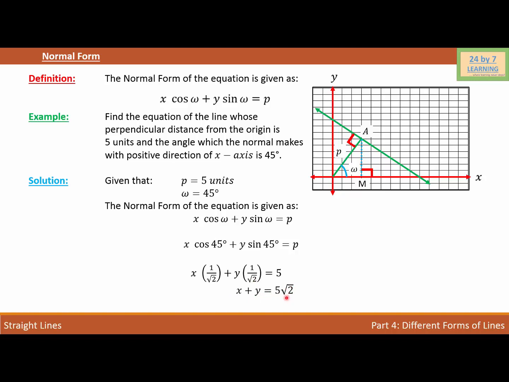which is the equation of a line whose perpendicular distance from origin is 5 units and the line is making an angle of 45 degrees with positive x-axis. And this is how we will use a normal form of the equation of line to solve any mathematical problem.